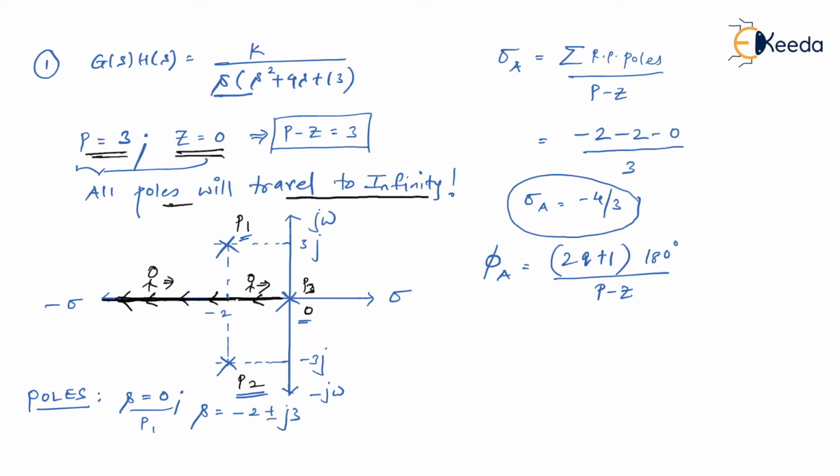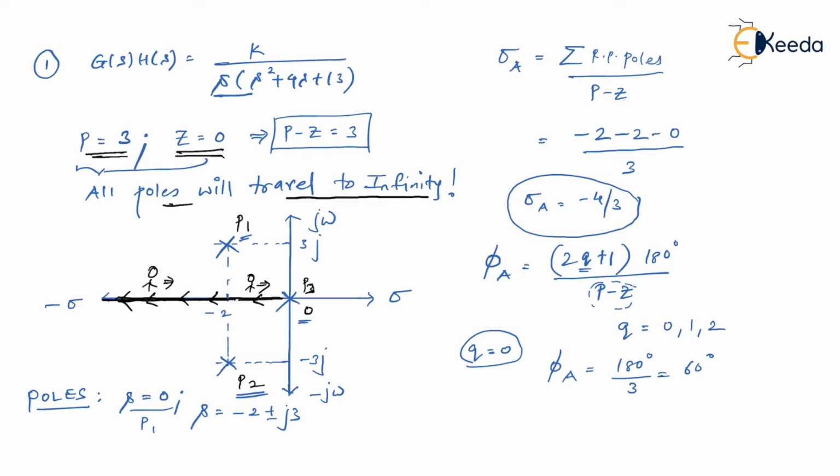I'm sure you remember. It is given as phi a equal to (2q plus 1) times 180 degrees divided by p minus z, where since you want only 3 angles, I'll be taking only 3 possible values of q, that is 0, 1, 2. Now just substitute q as 0, then q equal to 1, and then q equal to 2, and of course your p minus z is fixed, which is 3, right? So when you substitute q equal to 0, it is just 180 degrees divided by 3, so it comes out to be 60 degrees, isn't it?